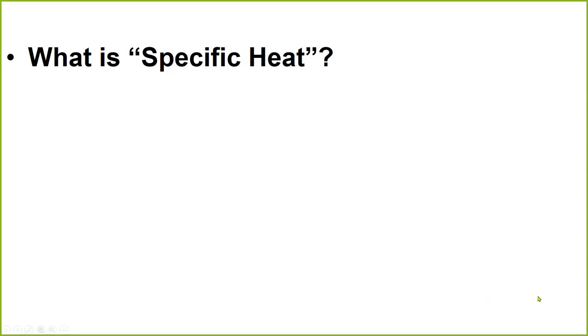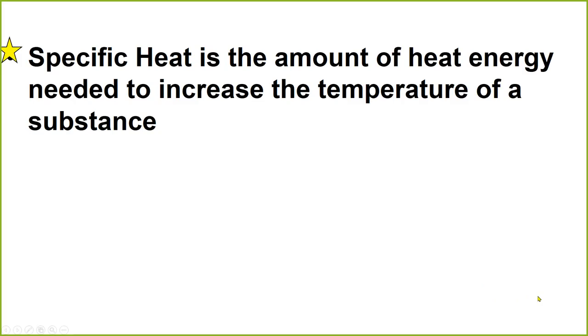Okay, so first of all, specific heat. Let's get a definition of specific heat. The definition of specific heat is the amount of heat energy needed to increase the temperature of a substance. At this point, that probably doesn't make a lot of sense to you, and that's okay. This is, you know, science-y terms. This is not something that I expect you to just all of a sudden go, oh, yes, indubitably, I understand. All right, so specific heat is the amount of heat energy needed to increase the temperature of a substance.